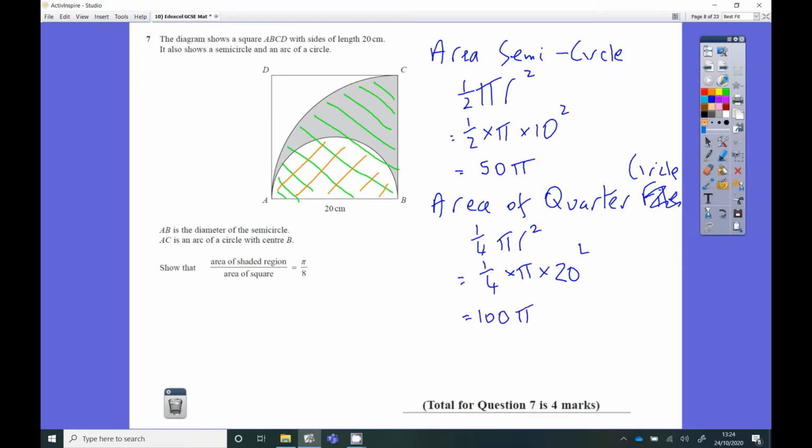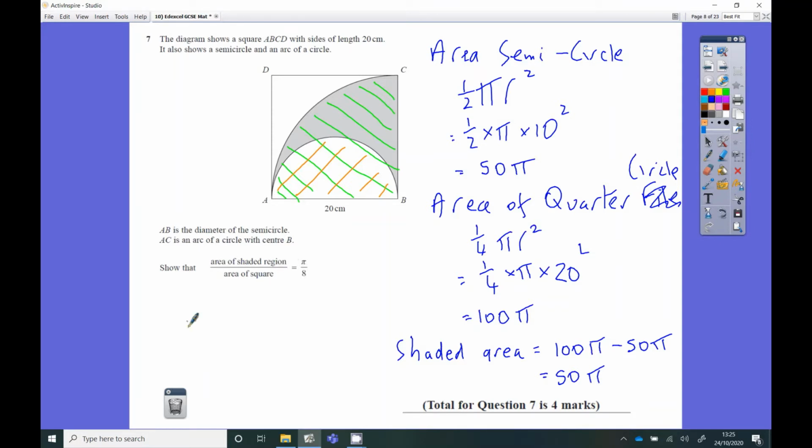Now what about the area that was originally shaded in the question, the area in green? That's going to comprise my quarter circle, take away my semicircle. When I take my green shaded area and I take away from that the orange shaded area, I'm left with the original shaded area in the question. So the shaded area equals my area of the quarter circle, which is 100 pi, take away my 50 pi for the semicircle. 100 pi take away 50 pi is 50 pi. So my area of my shaded region is 50 pi.